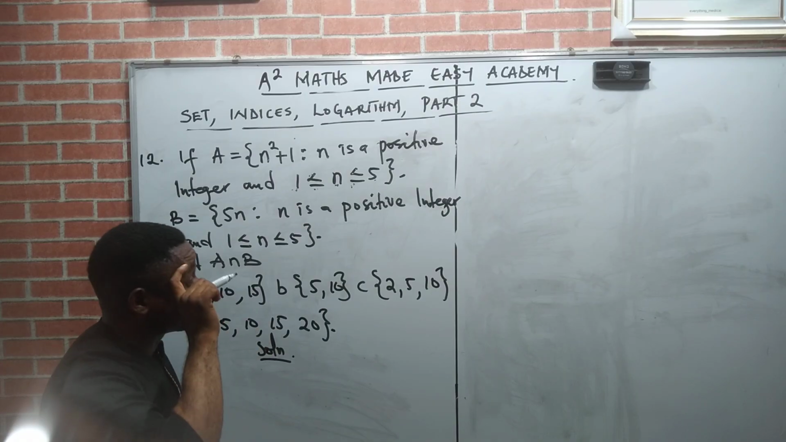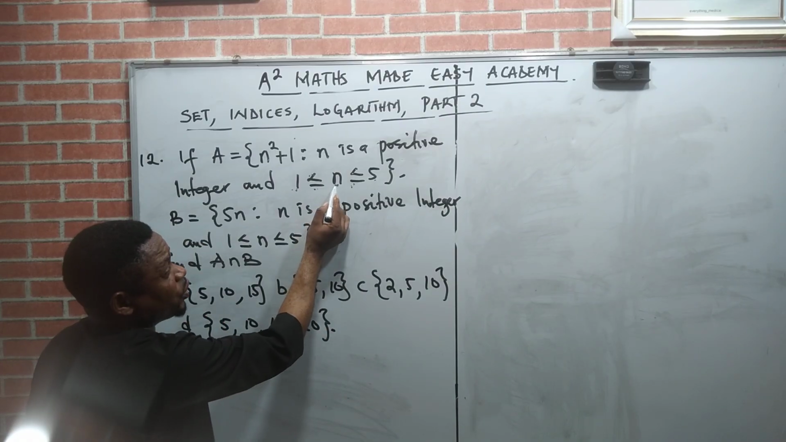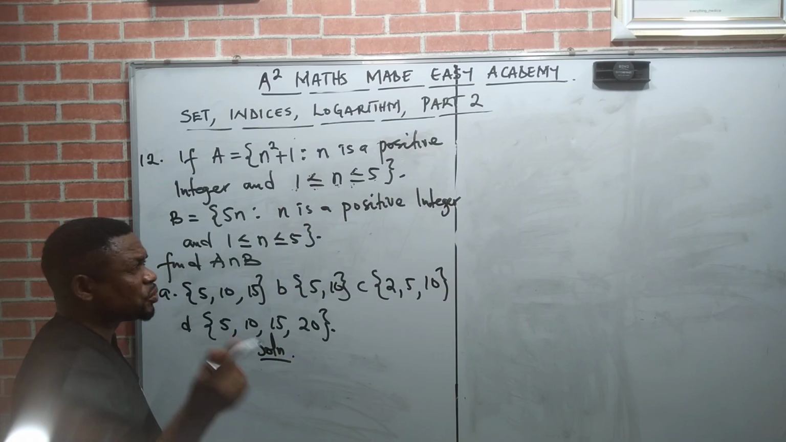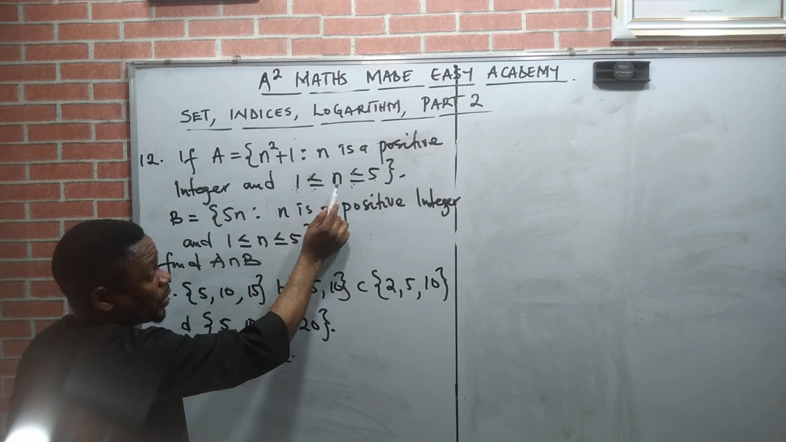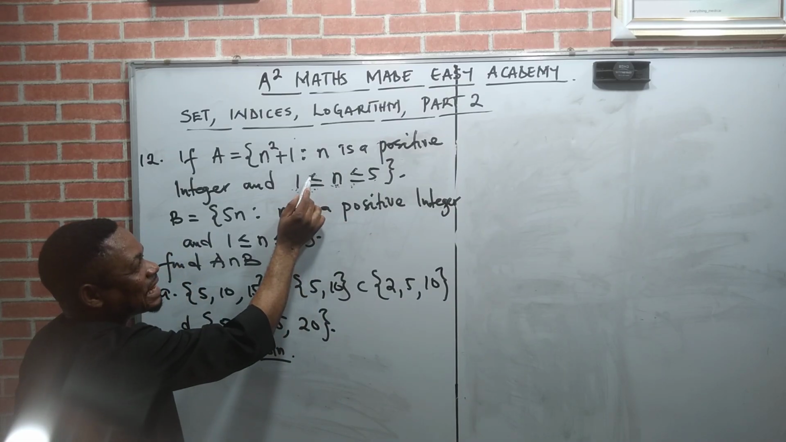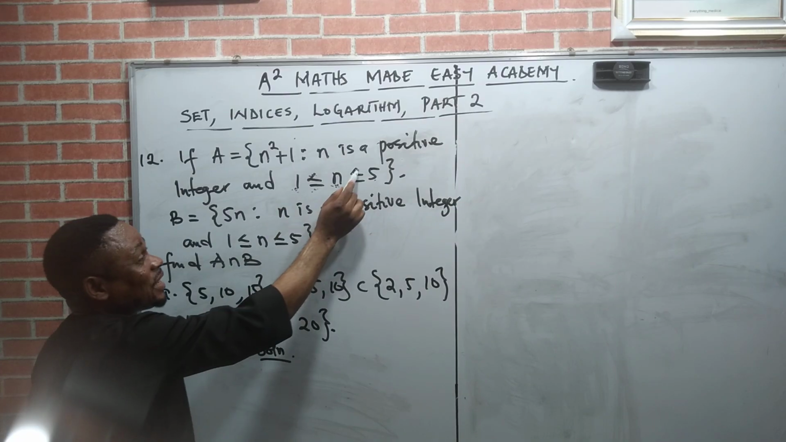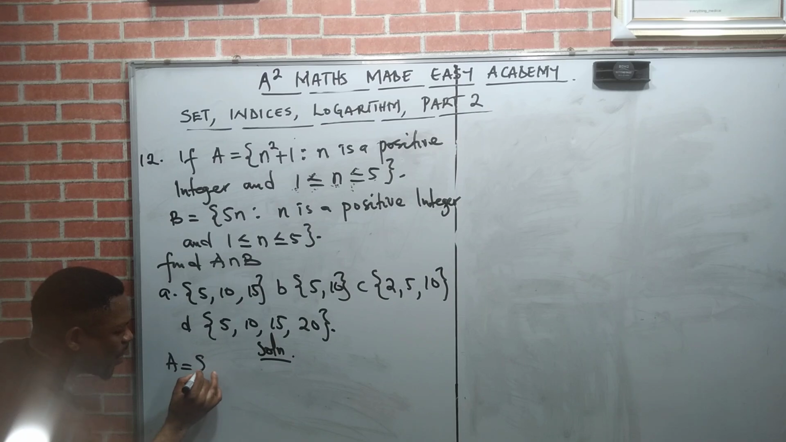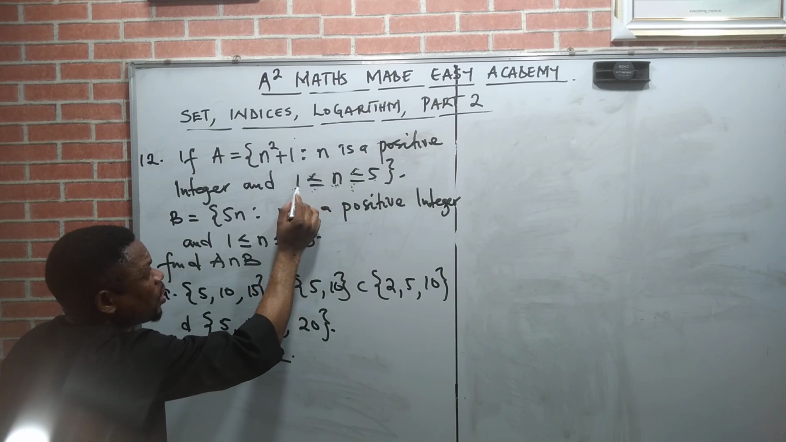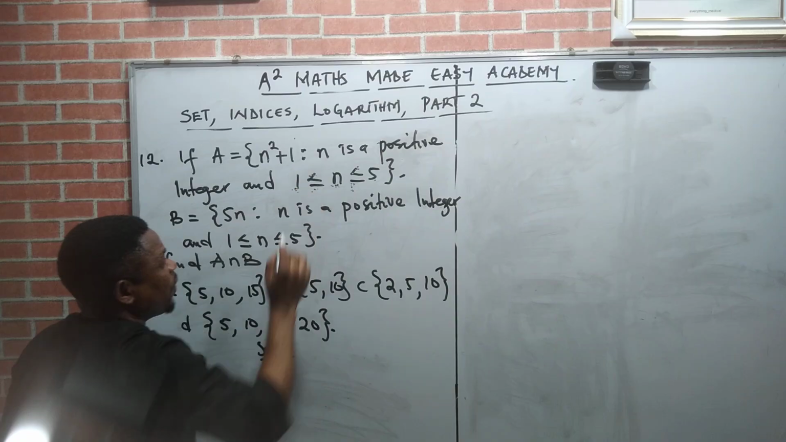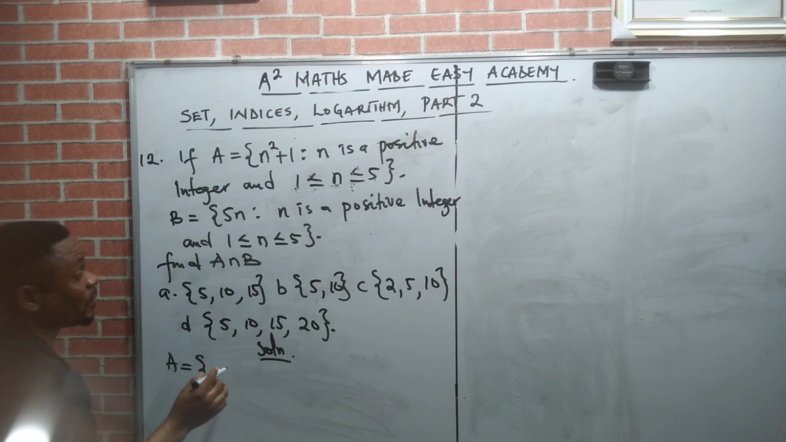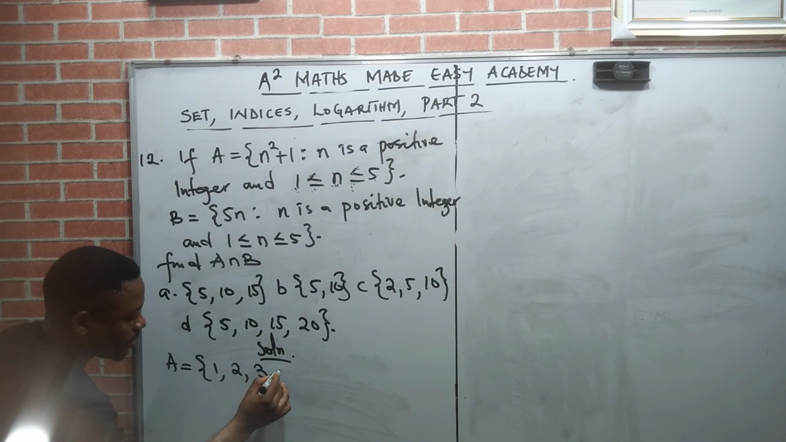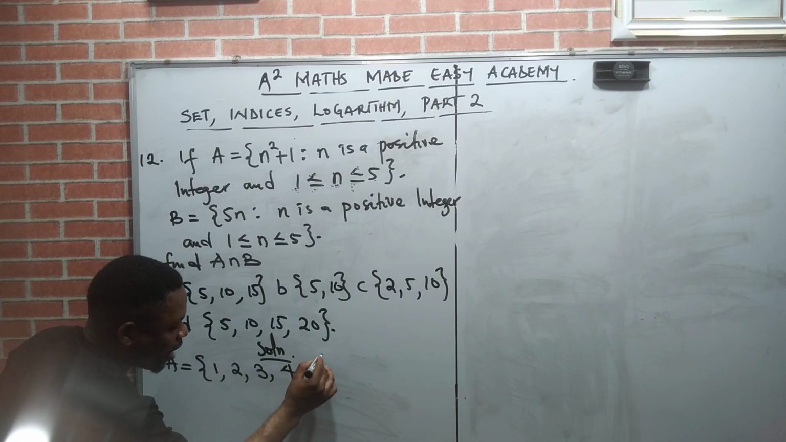But the rightful pronunciation is that you must always start from the unknown to the known. Now the unknown is n. Then to say 1 is less than or equal to n means that n should be greater than or equal to 1, but less than or equal to 5. Let's list the members first, then we resolve this. We start from 1, followed by 2, 3, 4, 5. I will stop with 5.